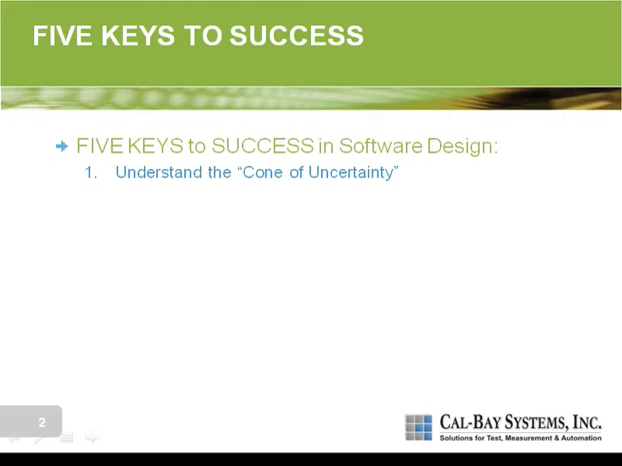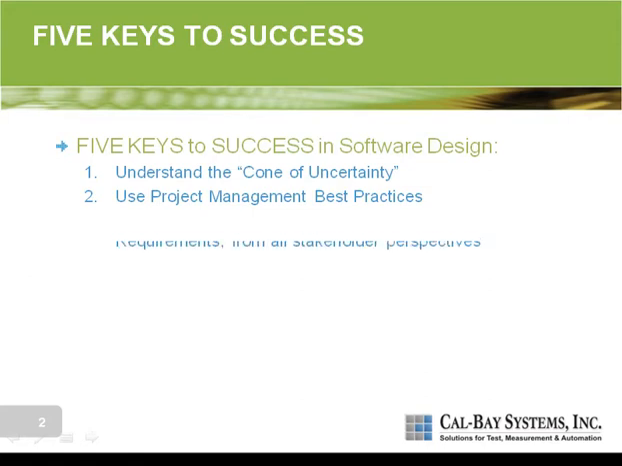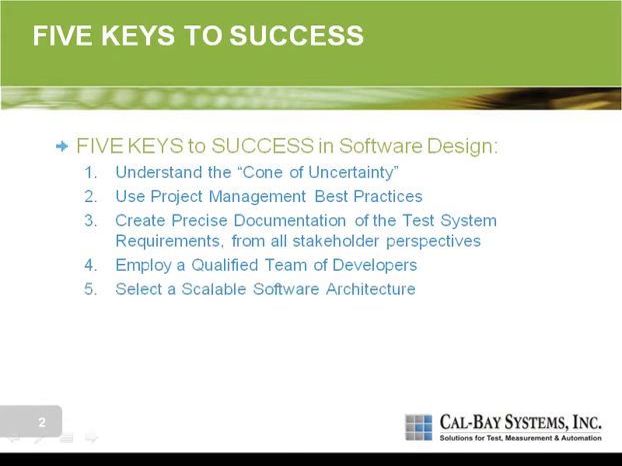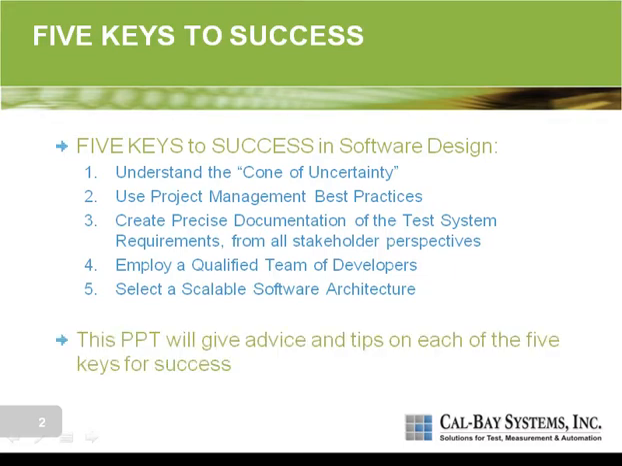The first one is understanding the cone of uncertainty, which we'll talk about later. The second is using project management best practices, and we'll go over some of those. The third is to create precise documentation of the test system requirements and to get those requirements from all of the stakeholder perspectives, and we'll talk in a little bit about that. The fourth is to employ a qualified team of developers, and the fifth is to select a scalable software architecture. So this PowerPoint is going to give advice and tips on each of these 5 keys for success.